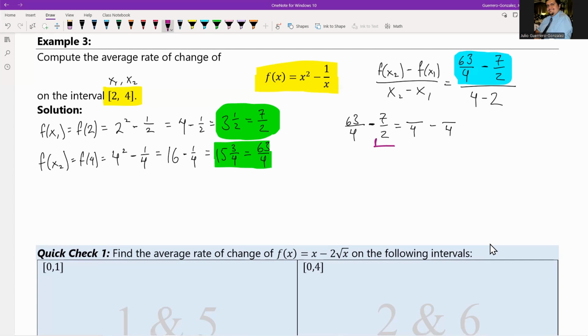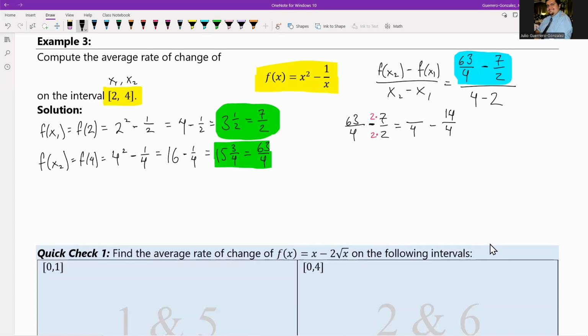But this one, the denominator is 2. I need it to be 4. How do I change it? I multiply both the top and the bottom of this part by 2. So times 2, times 2. 2 times 2 is my 4. That's how I got my common denominator. 2 times 7, that is 14.